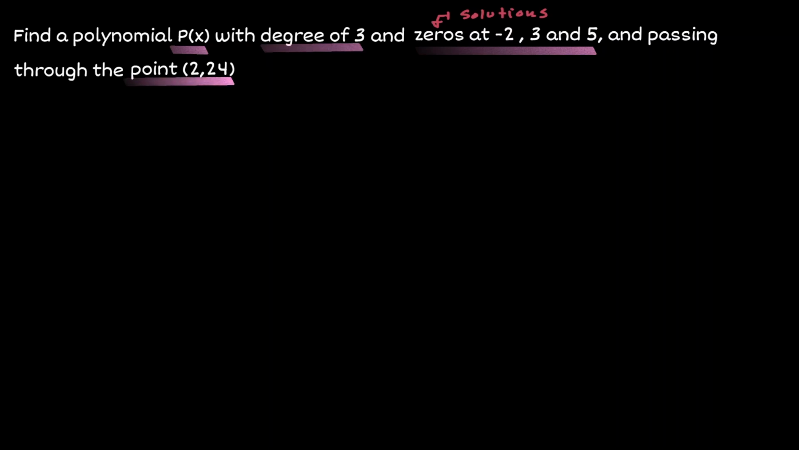So let's call this polynomial p of x. And if we want to make sure that this polynomial has a solution at -2, then we know that a factor is x minus -2. And if we want a solution at 3, then another factor will be x minus 3. And if we want another solution at 5, then a factor will be x minus 5. So if we consider these 3 factors, we will fulfill this condition of having zeros at those specific values.